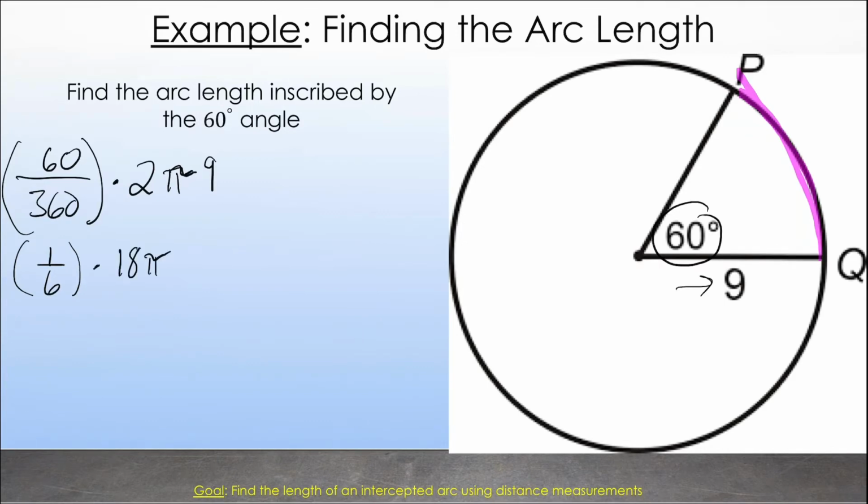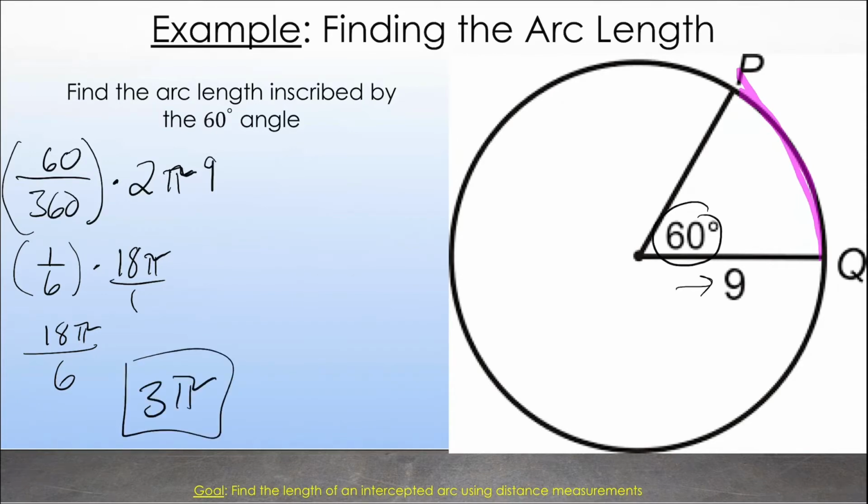18 pi. Okay, and then I get 18 pi over 6, because this is just 18 over 1. Then I can simplify that. 6 goes into 18 3 times, so I can just say 3 pi. And it'd be units long. 3 pi units long. You can just leave it as pi. If it wants a decimal answer, just plug it into the calculator and you'll be fine.